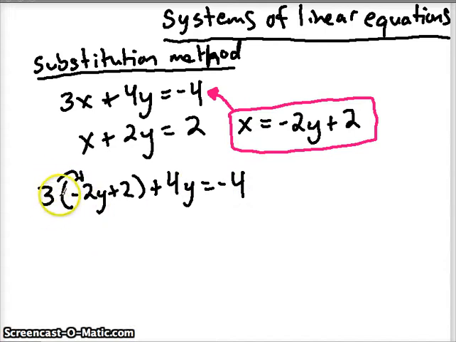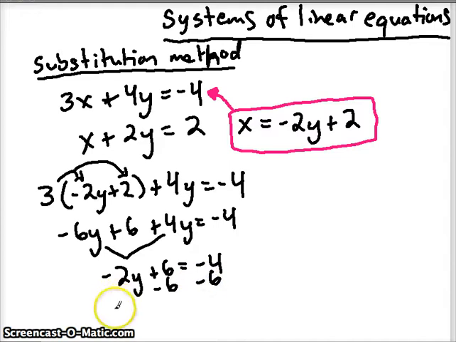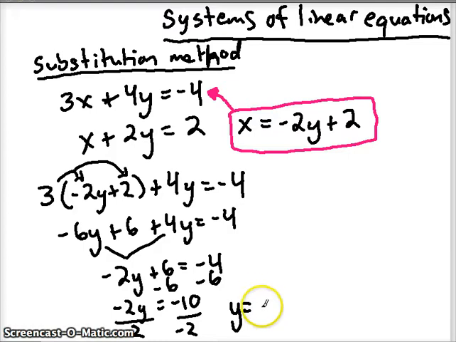Distribute. So 3 times -2y is -6y. And then 3 times 2 is +6. Let's rewrite everything else real quick and continue solving for y. So now we got to combine our like terms here. -6y plus 4y gives us -2y. We're going to keep this +6 for a sec. Now we got to get rid of that +6, so we're going to subtract 6. And now we get -2y equals -10. And now just divide by -2, and we get y equals +5.